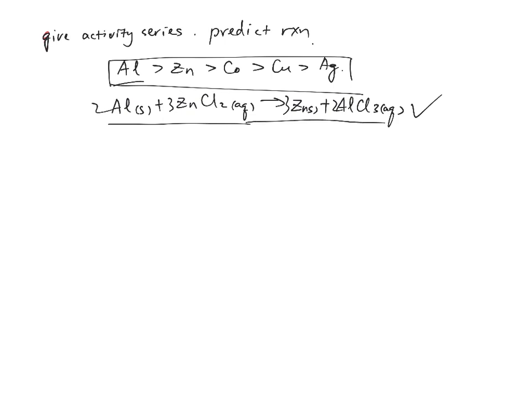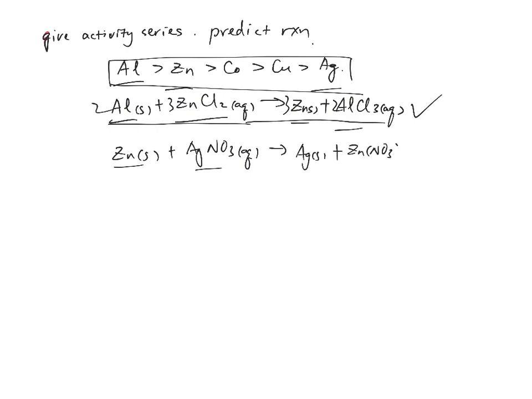Why? Because aluminum is more active than zinc. That means aluminum can go into zinc's house and kick zinc out, take its place. And could this reaction happen? Again, same logic. Zinc is more active than silver. So zinc could go to silver's house and kick silver out and take its place.